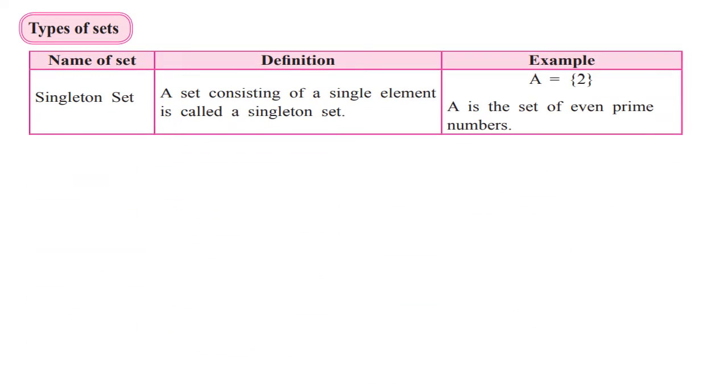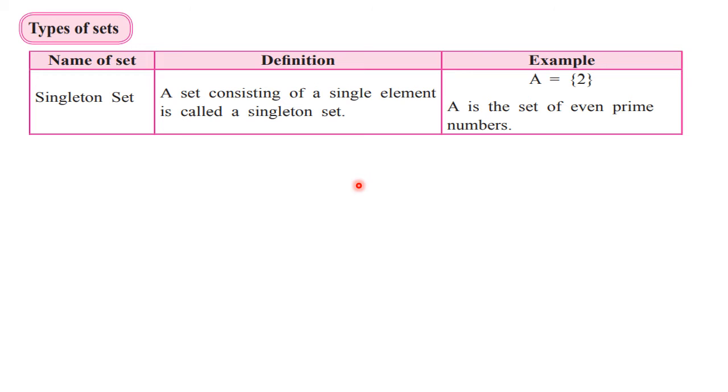The very first type of set is the singleton set. You know, the word single suggests one. So here a set consisting of a single element is called a singleton set. That means the set is having only one element. The example is given here. If we think about a set of even prime numbers, then you know that 2 is the only even prime number. Therefore, set A contains only one element. So such sets are called singleton sets.